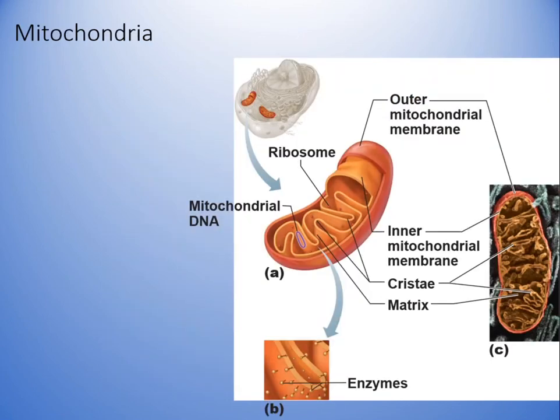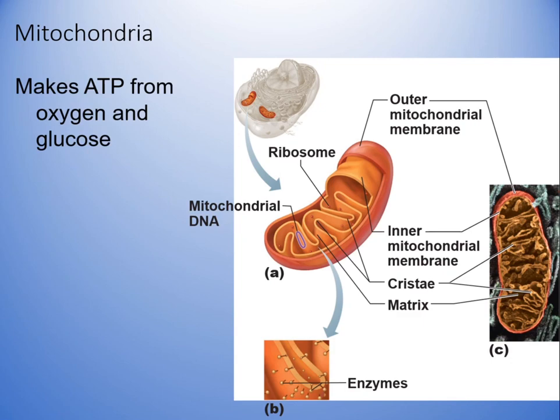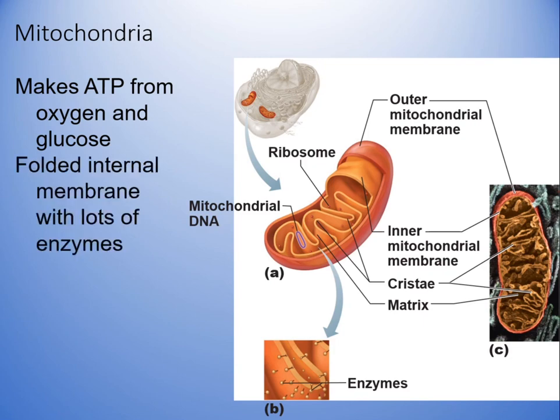I hate it when students and books say that mitochondria are the powerhouse of the cell. I don't know what that means. To me, mitochondria make ATP. Boom, that's what they do. They take oxygen and glucose from your blood and make ATP from them. The waste products are water and carbon dioxide.